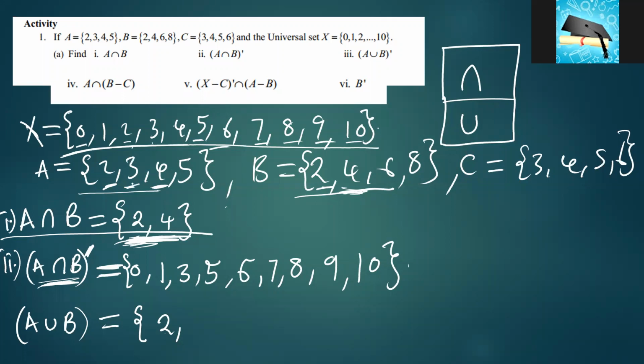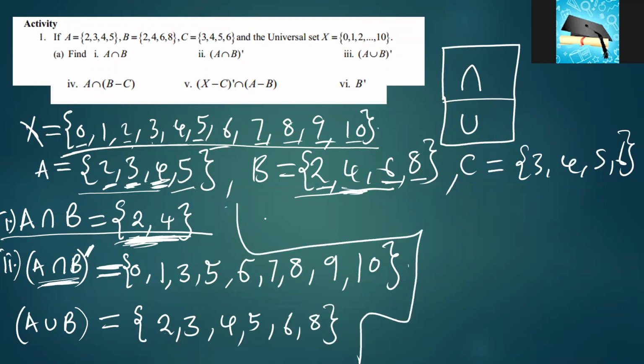Then we have 3 there, so we can write 3. Then we have 4 there, can write 4. And we have 5, can write 5. Then we have 6 there and 8. So we write 6 and 8. So this is our A union B. Now how do we find A union B complement? We have found A union B. Now we're trying to find A union B complement. Now A union B complement is simple.